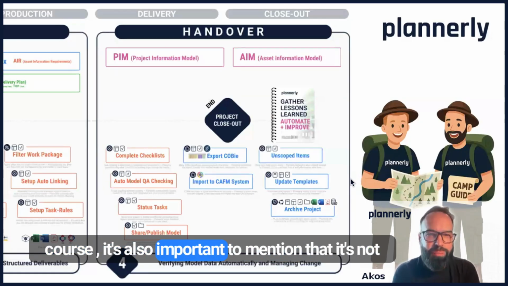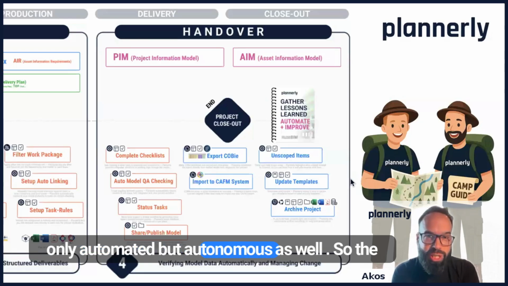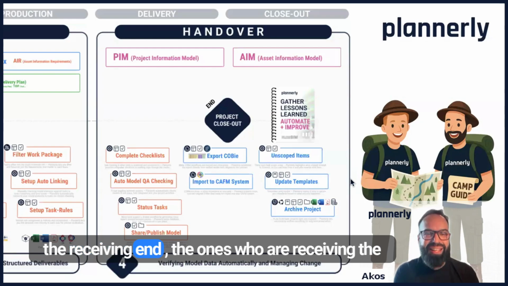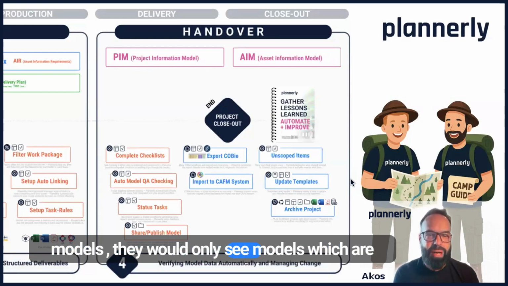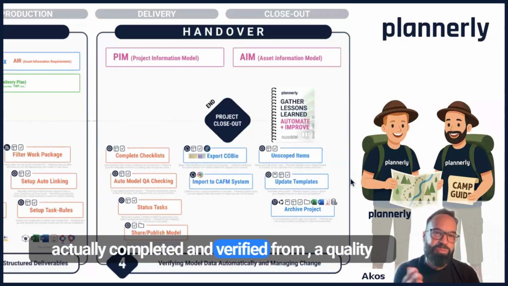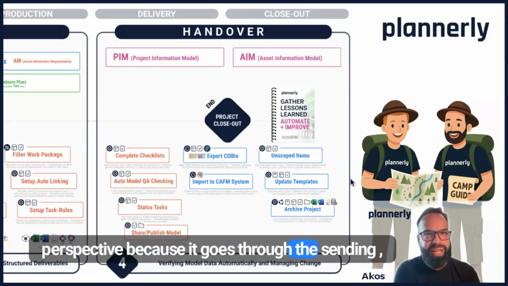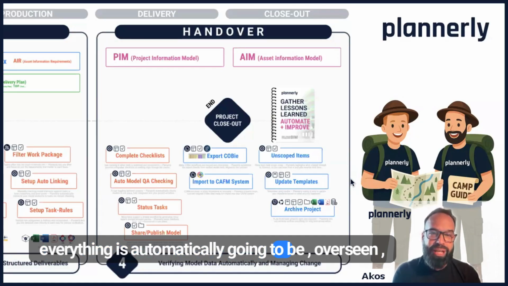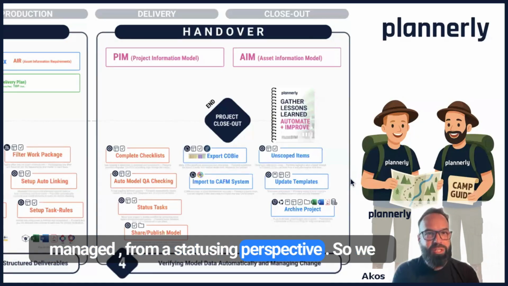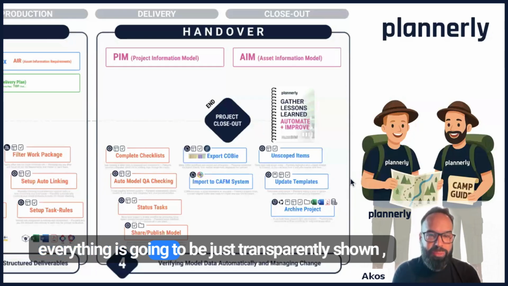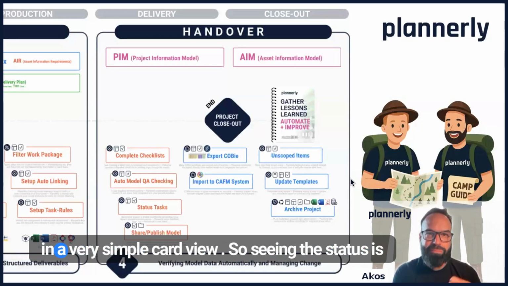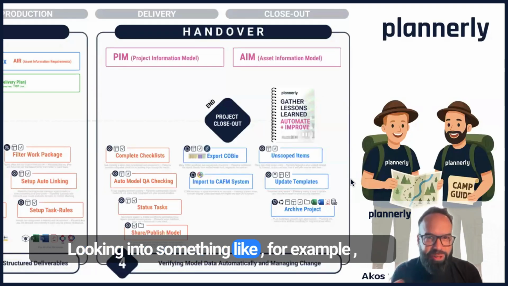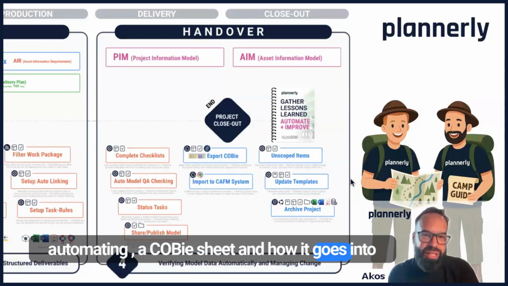And of course, it's also important to mention that it's not only automated, but autonomous as well. So the sending end can perform their quality check. The receiving end, the ones who are receiving the models, would only see models which are actually completed and verified from a quality perspective, because they go through the sending party's quality checking processes. And everything is automatically overseen and managed from a statusing perspective. So we don't have to ask for status reports, because everything is transparently shown in a very simple card view, so we see how we are progressing. Looking into something like, for example, automating a COBie sheet and how it goes into FM systems.